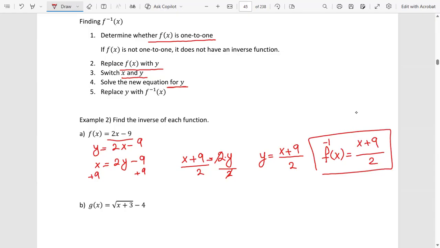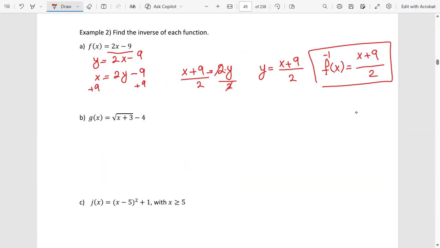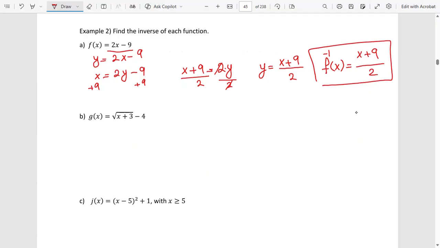So this is the inverse of that function. Let's do another example. We have a radical function. First, step one. Is this a one-to-one function? Yes, because if you graph it, you will see that it is a one-to-one function.